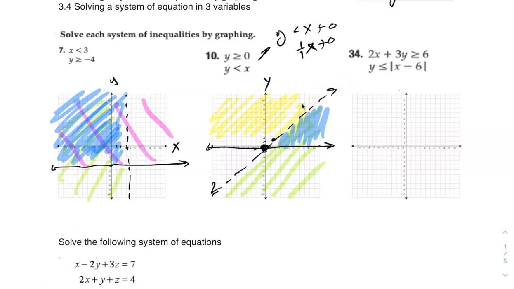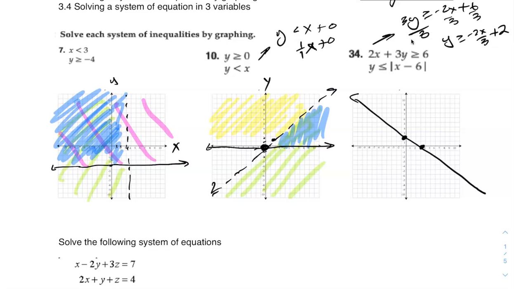Next one. In this one, we've got to solve for y so we can graph it. So 3y is greater than -2x plus 6. Divide by 3. So y is greater than -2x over 3 plus 2. So we're going to graph that, plus 2, then -2 over 3. And it is a solid line. Like that-ish. And it is greater than, so we're going to shade above.